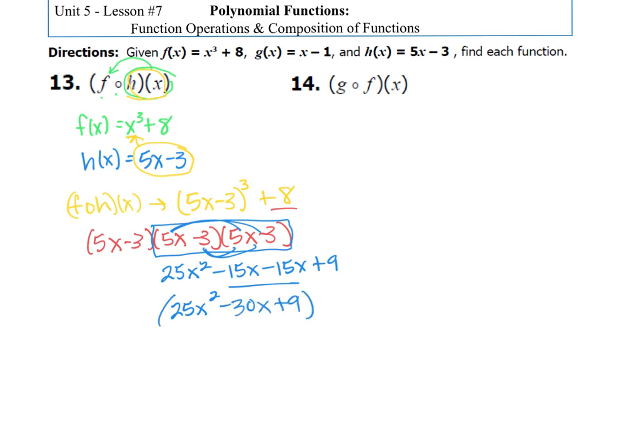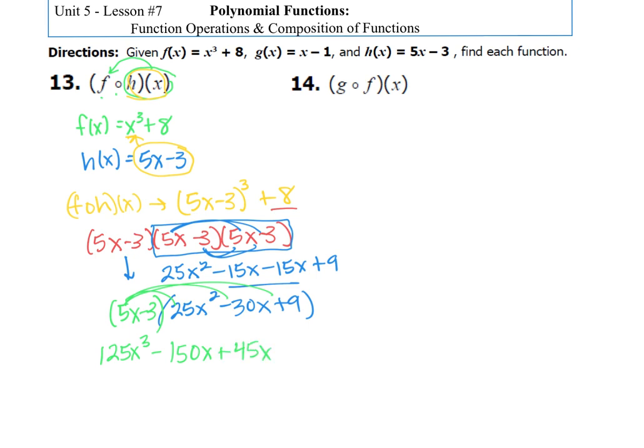Again, wrap that up in parentheses because now we have to multiply it by the other 5x minus 3, that third one. And we distribute again. So 5x times 25x squared is 125x cubed. 5x times negative 30x is negative 150x squared. 5x times 9 is a positive 45x.